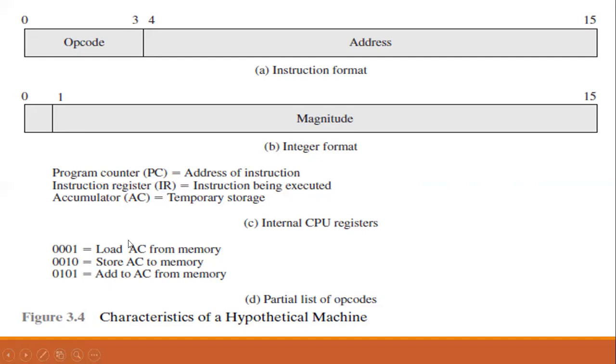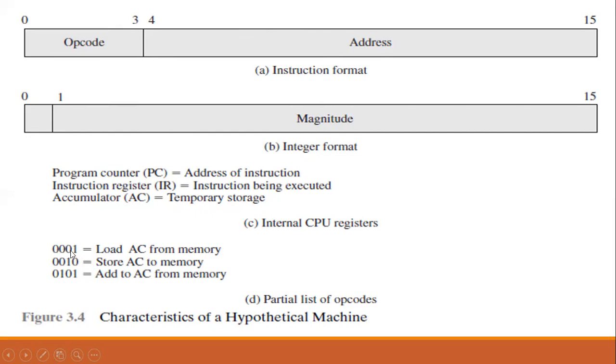And this is a partial list of your opcodes, and I want you to note that if you have 4 bits, just think about how many different combinations there can be. There are only 2 symbols, 0 and 1. For 4 bits, you need to think about how many different combinations there will be. It will be 2 raised to 4, that means 16. So you can have 16 different instructions for this type of instruction format, and you can specify 16 different types of operations by using 4 bits.